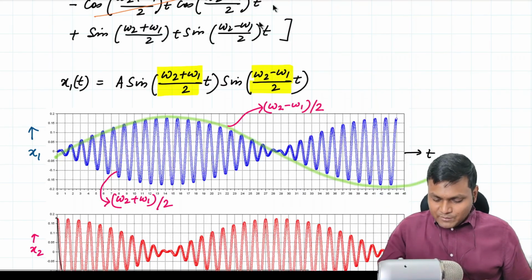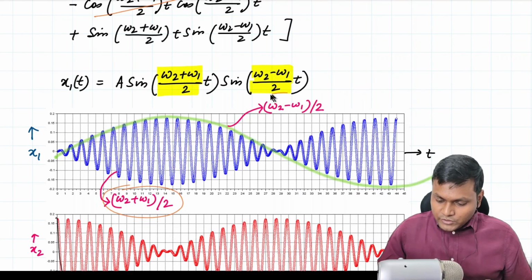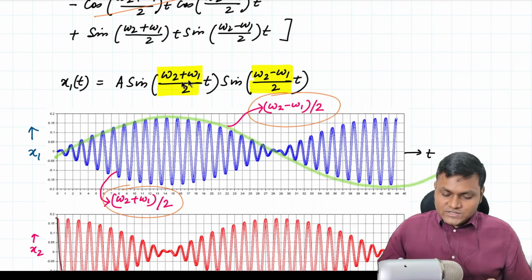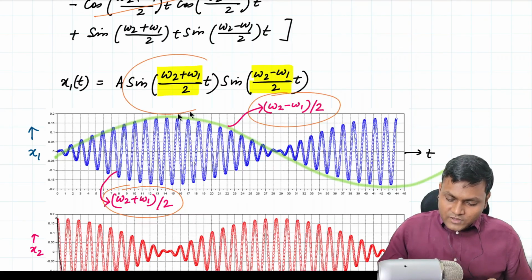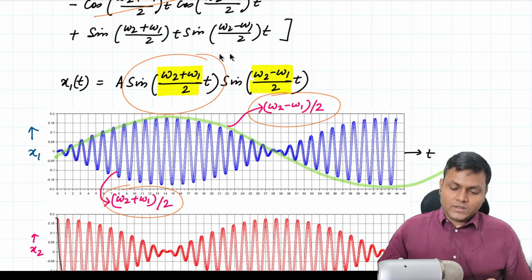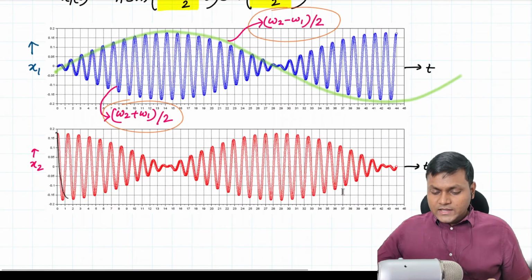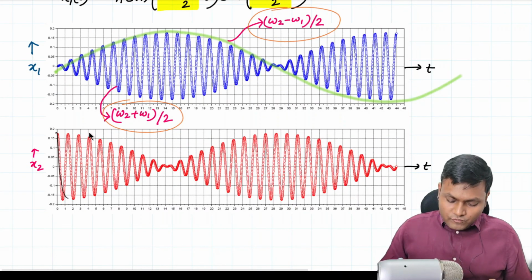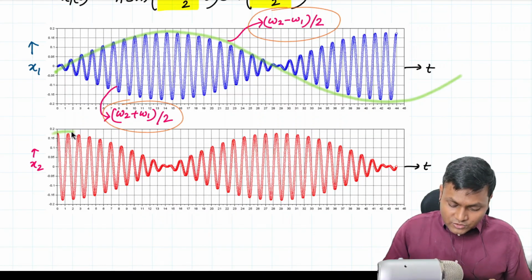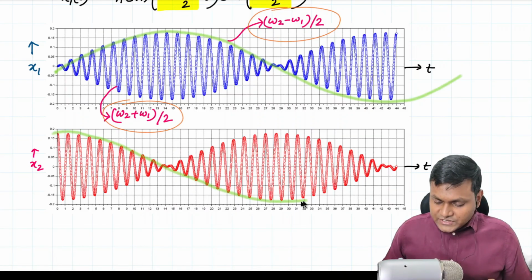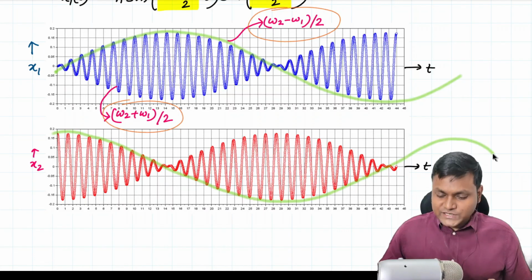The oscillations are happening with this frequency and they are being modulated by this particular frequency. So as you can see, this is the sine of one frequency and the sine of another frequency term. Similarly, the same thing is also true for the x2 case. It is also oscillating and these oscillations are being modulated by a further oscillation.